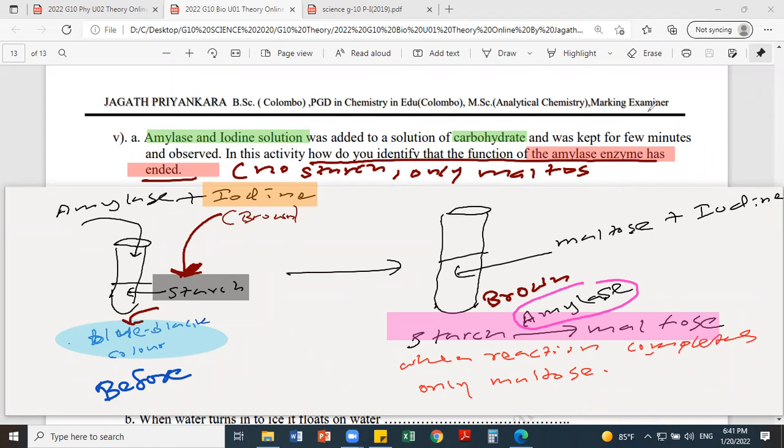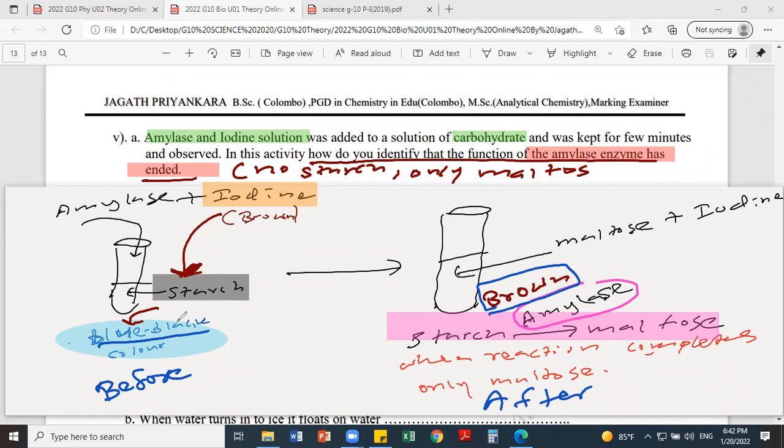So write the answer. I'll erase this. Anyone still copying down this diagram? Please copy down this diagram in your writing book, the practical. This is before, this is after. So this is after. What is the observation? Observation is color. You can't see the molecules with your naked eye. Observation is what? Blue-black color turns into brown. That is the observation. Brown is only iodine, no more starch. With starch, it's blue-black. Without starch, iodine color is brown.